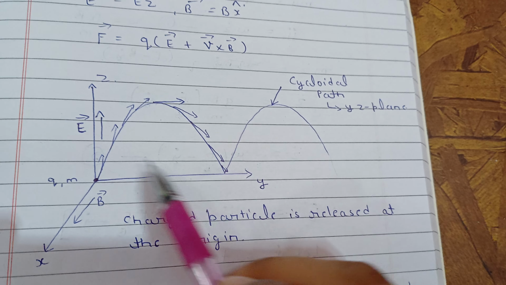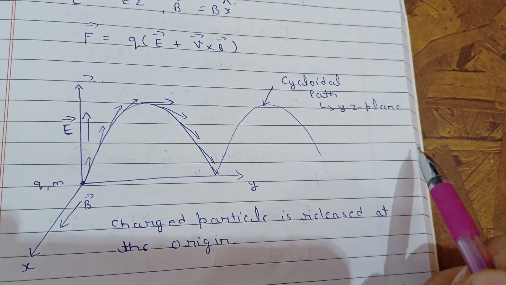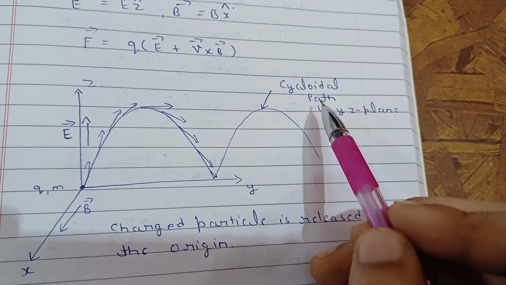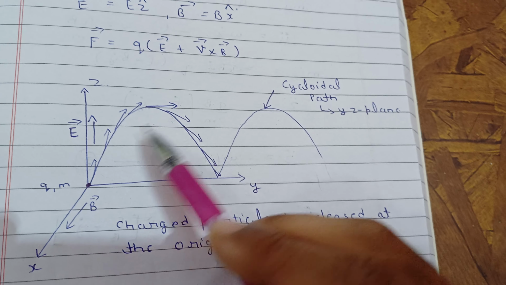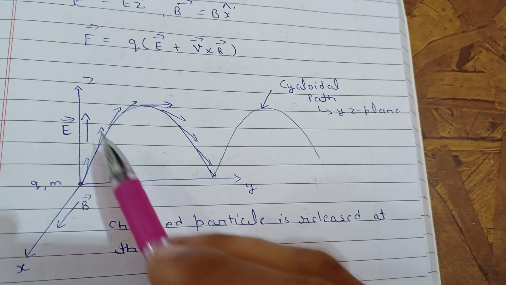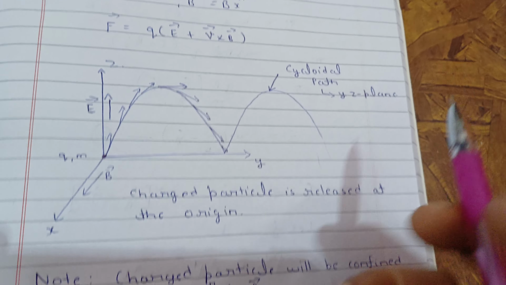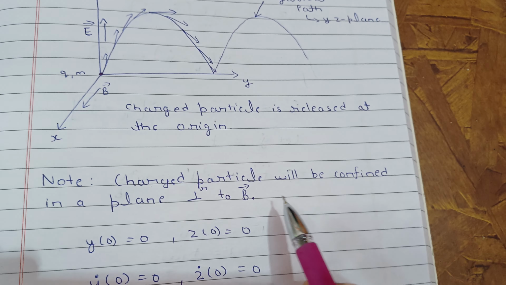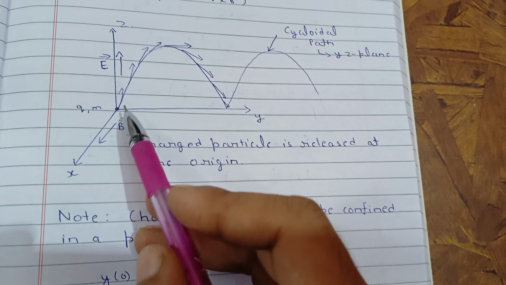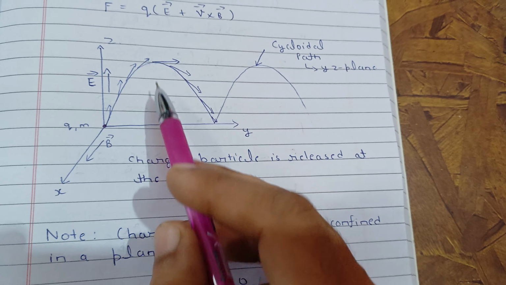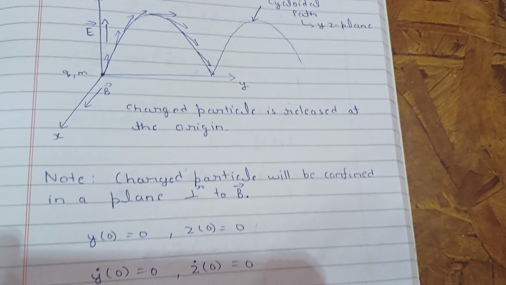So the motion will be something like this, and this path is called a cycloidal path, and this motion is cycloidal motion. This kind of motion the particle will have in the yz plane. This motion will be restricted in the yz plane, perpendicular to B. So you must remember this: a charged particle will be confined in a plane perpendicular to B. So this is your plane perpendicular to B, and the charged particle will remain in this region only.